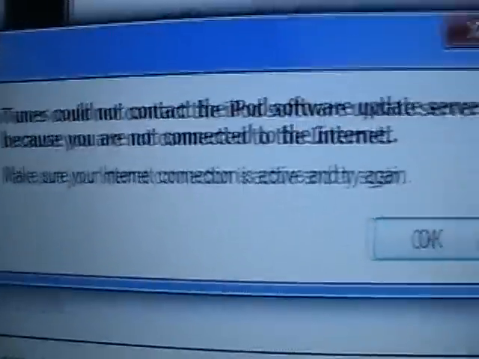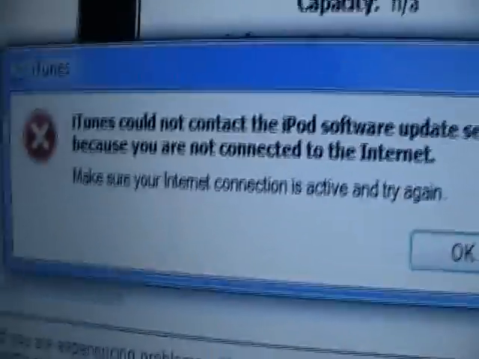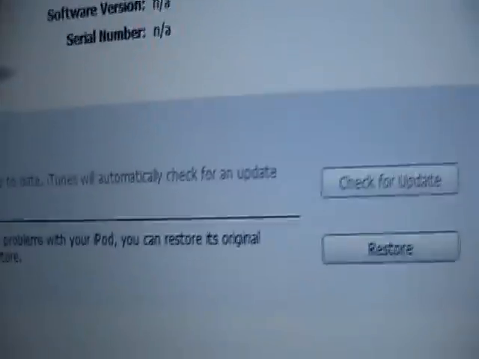So whenever I click restore, right, it says I'm not connected to the internet, but I am, so I don't know what it's doing. So if someone could help me out a bit, tell me what to do, it would be greatly appreciated.